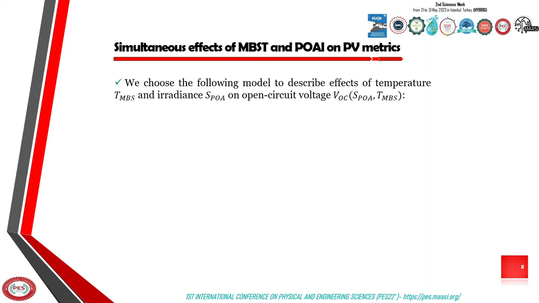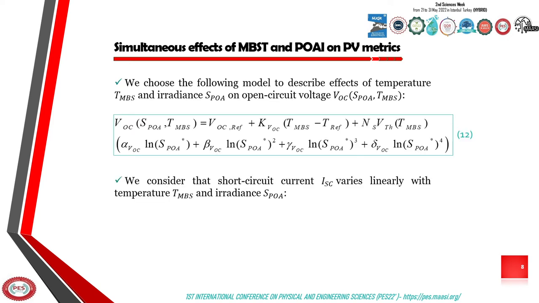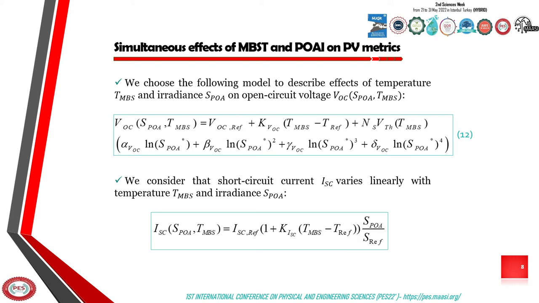For describing the effects of MBST temperature and POAI irradiance on open circuit voltage, we choose this model. For short circuit current, we consider that ISC varies linearly with temperature and irradiance.